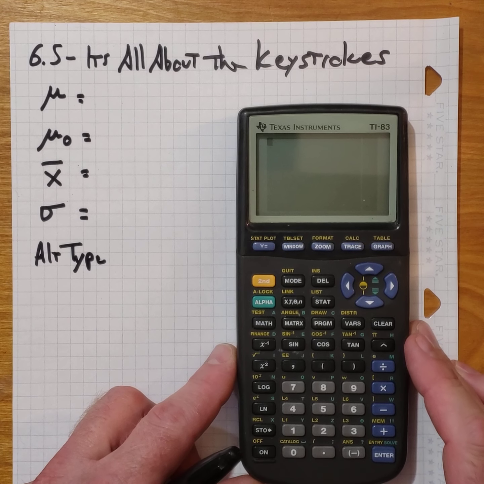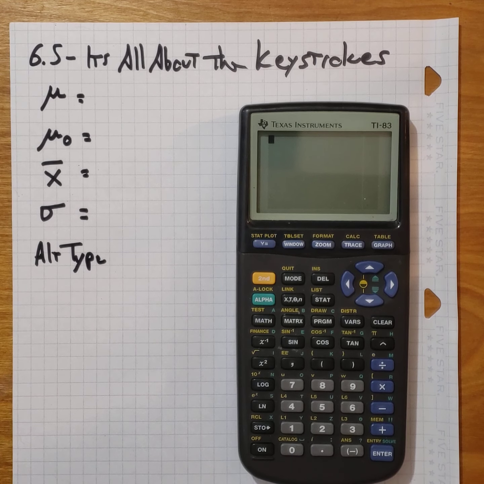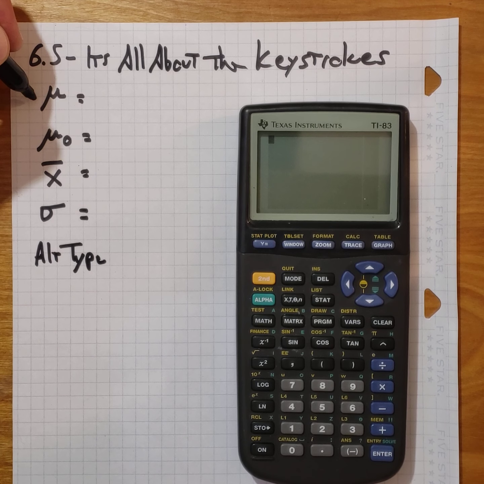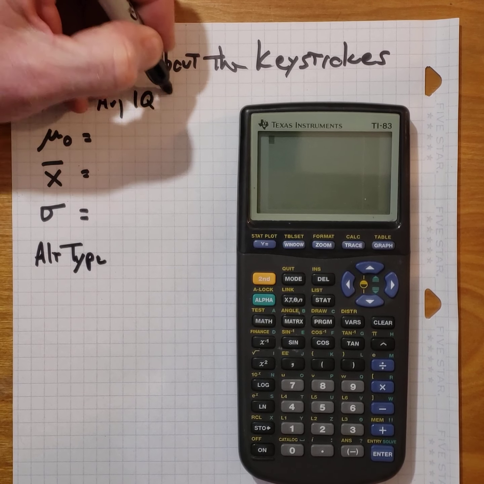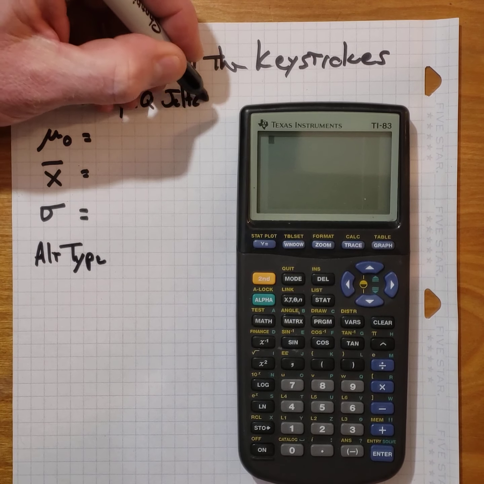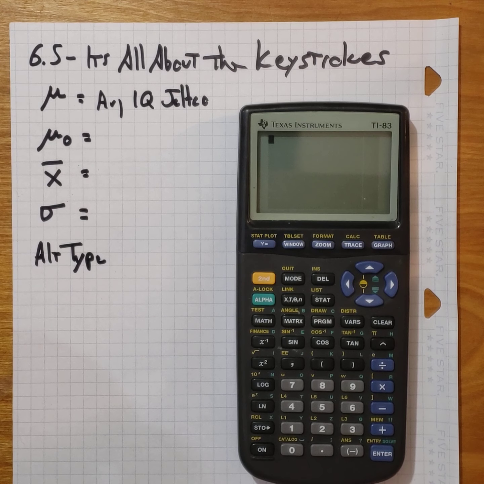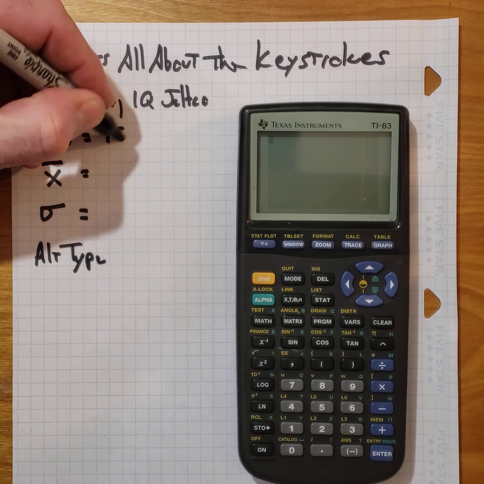So we're going to look at the same situation again. I want to show that Jefferson College IQs on average are greater than 100. So mu is the thing that we're looking at. That is the average IQ for Jeffco. You need to identify what you're talking about. What are we comparing it to? Well, we're saying they're smarter than average, so we're going to compare that to 100.